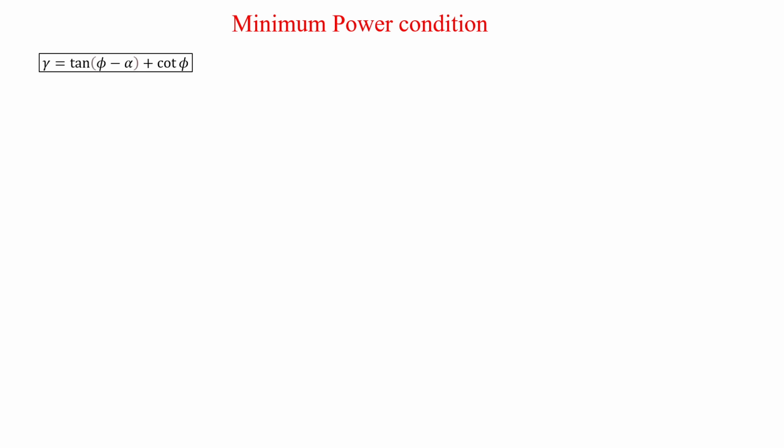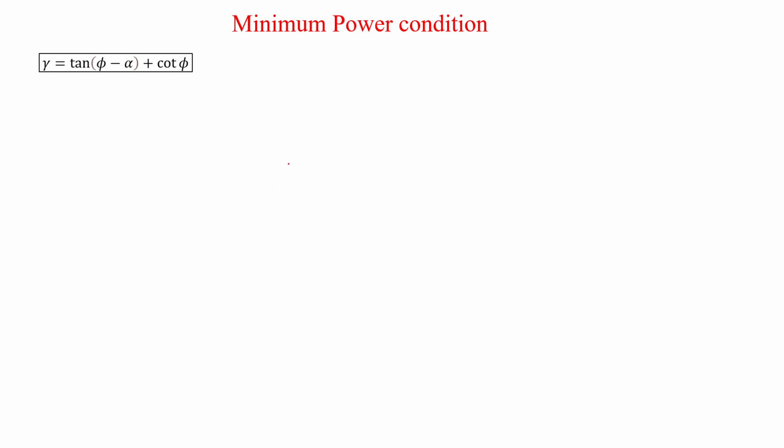Okay, see. We know, right, this strain rate is equal to tan(phi minus alpha) plus cot(phi). This is okay, right? This we have learned in the last slide only. Now for the minimum power condition, the strain rate or the shear strain should be minimum. For minimum power, this shear strain developed should be minimum.